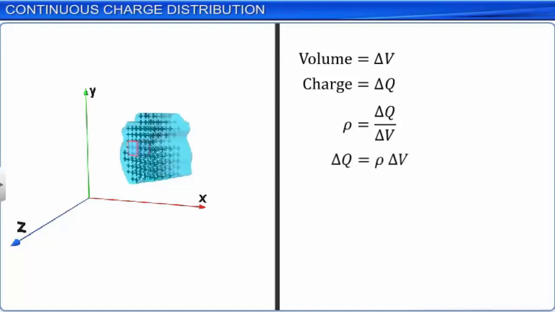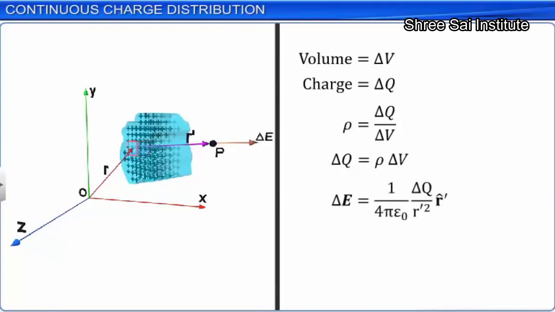The position vector of the volume element, delta V, with respect to the origin O is R. Consider a point P in the electric field of the volume charge distribution, which is at a distance of R' from the volume element delta V. The electric field strength at point P due to the volume element is delta E equal to 1 by 4 pi epsilon naught, delta Q by R' square, into R' cap, where R' cap is the unit vector in the direction of the straight line from the volume element towards the point P.